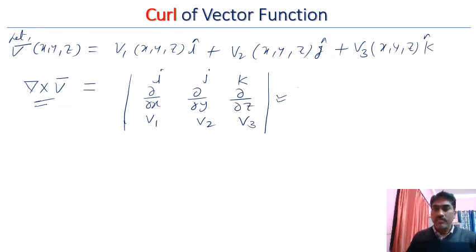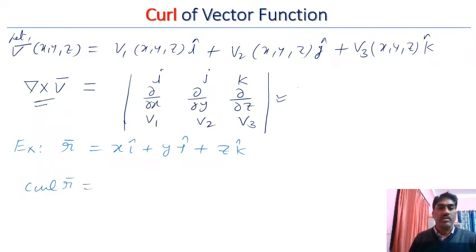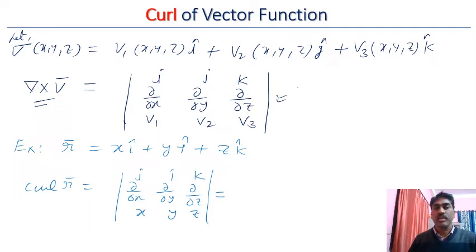As a very first example, let us find the curl of the vector r equal to x i plus y j plus z k, just to learn. So curl of r is equal to the determinant with rows i j k, then del by del x, del by del y, del by del z, and x y z. I have taken this example so that you can easily understand and expand the determinant.